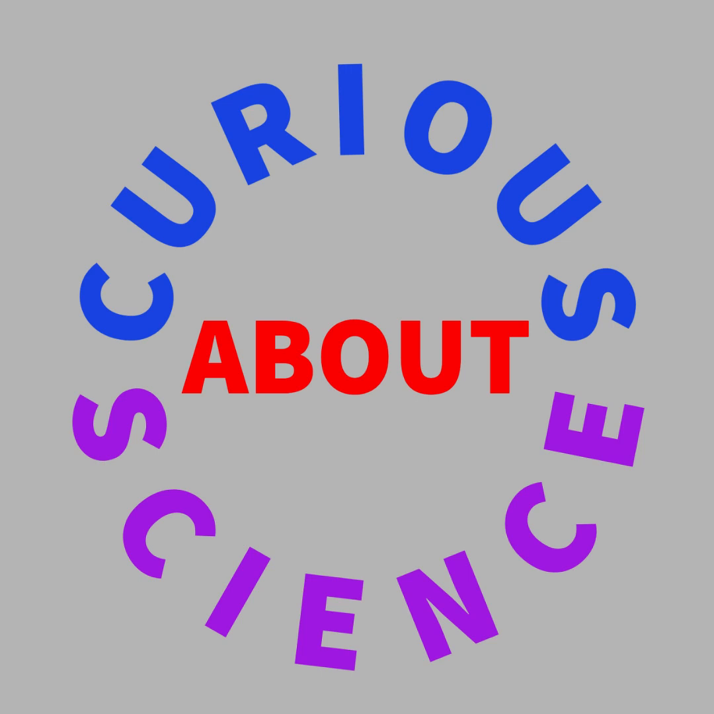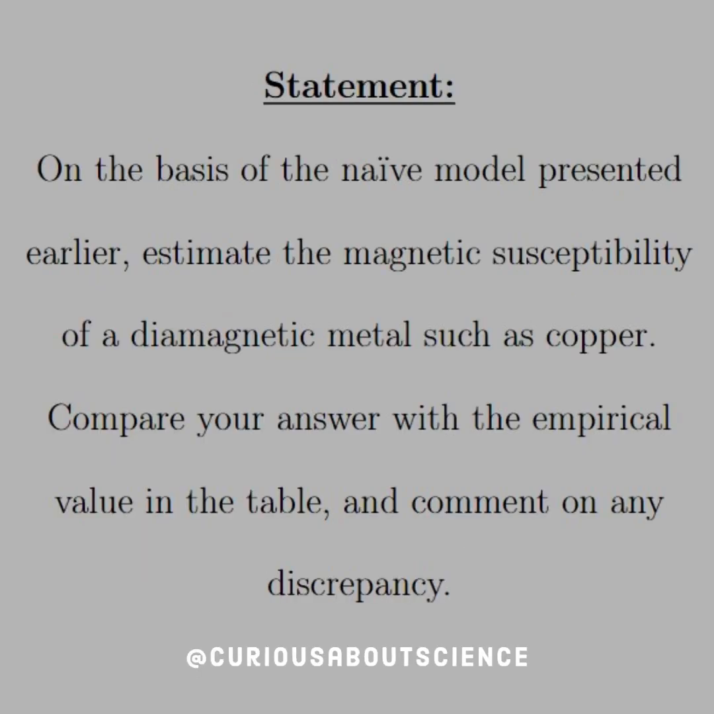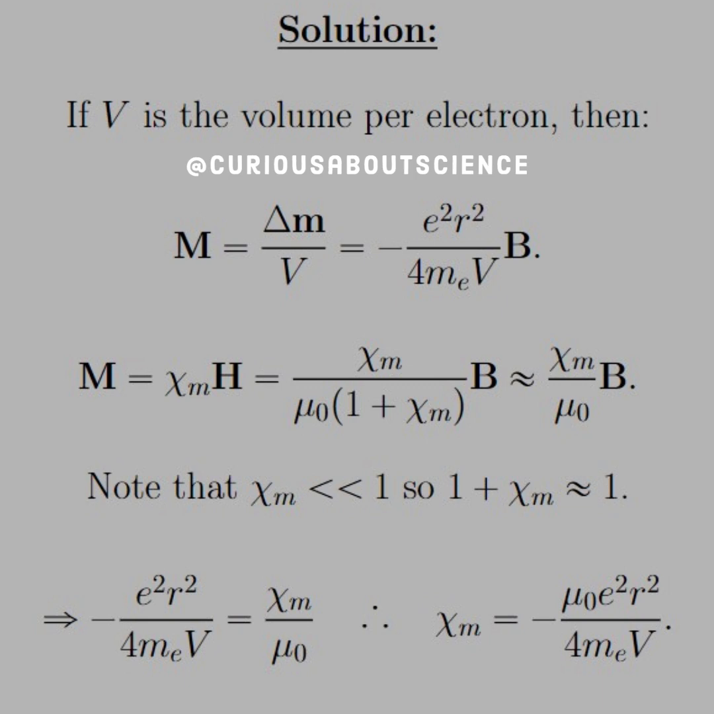Alright, now we get into some more fun, quirky questions. The statement reads: on the basis of the naive model presented earlier, estimate the magnetic susceptibility of a diatomic metal such as copper. Compare your answer with the empirical value in the table and comment on any discrepancy. Well, at least we know what we're getting into, being a naive model and all that.